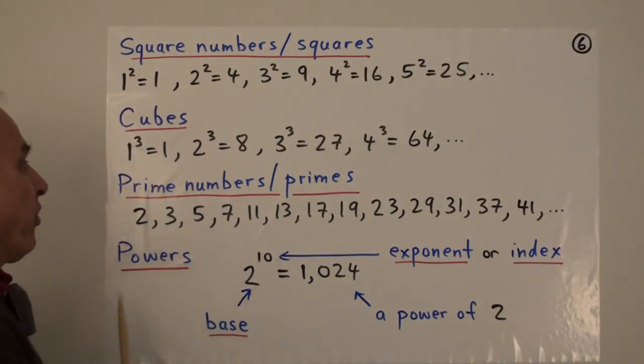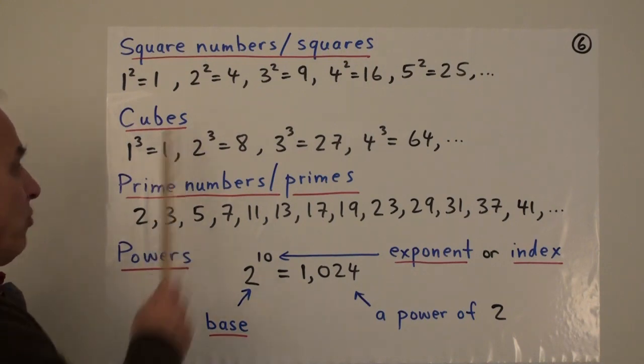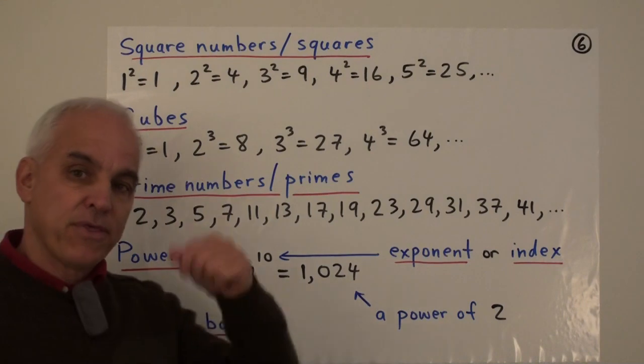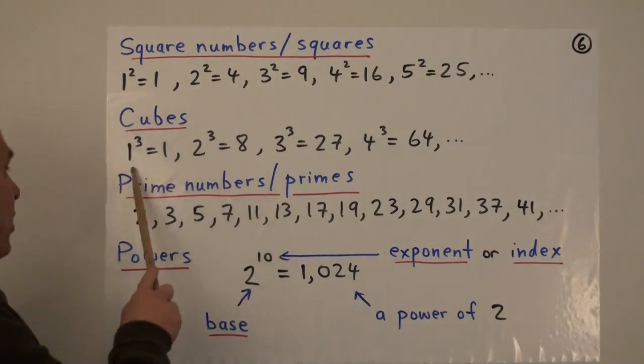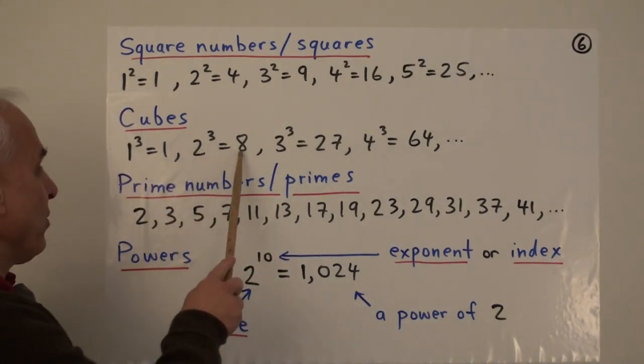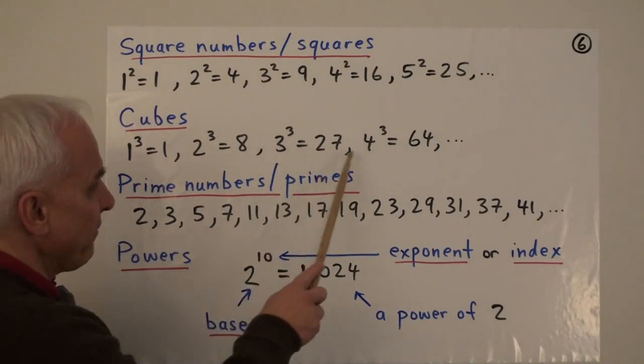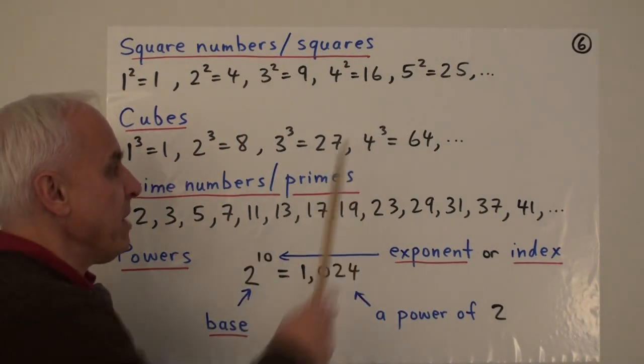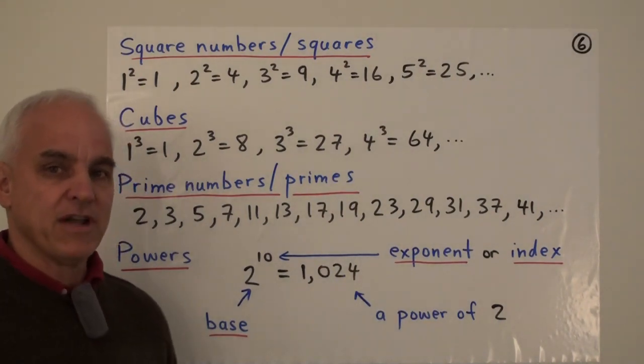A little bit less important, but also reasonably interesting and important, are the cubes, where we take a number and we raise it to the 3rd power. So 1 cubed is 1, 2 cubed equals 8, 3 cubed equals 27, 4 cubed equals 64, and so on. So here 4 cubed means 4 times 4 times 4.